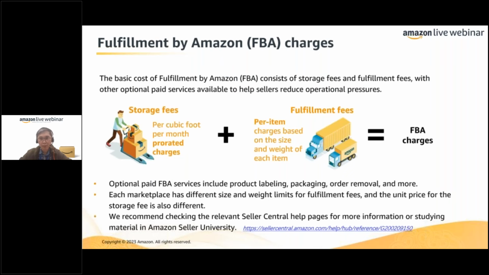So these are some of the things that I'm pretty sure all of you are interested in. What exactly are the fees required? These are the basic costs of Fulfillment by Amazon. There will be the storage fee and the fulfillment fee, which is per item, depending on the size and the weight. The storage fee is based on cubic foot per month, and that equals your FBA charges. There will be additional fees if you opt for optional services like labeling, packaging, order removal, etc. So do take note of that.